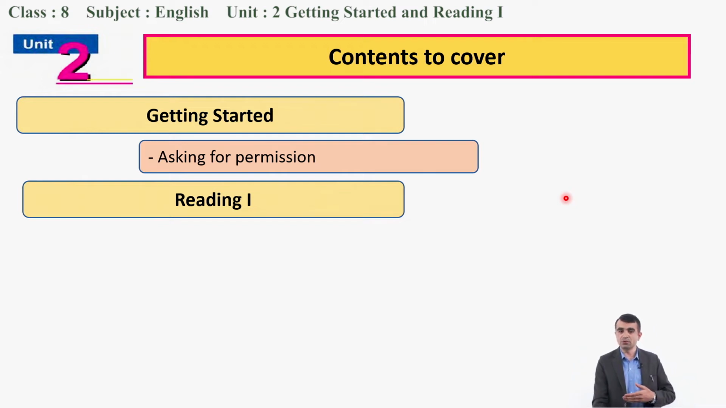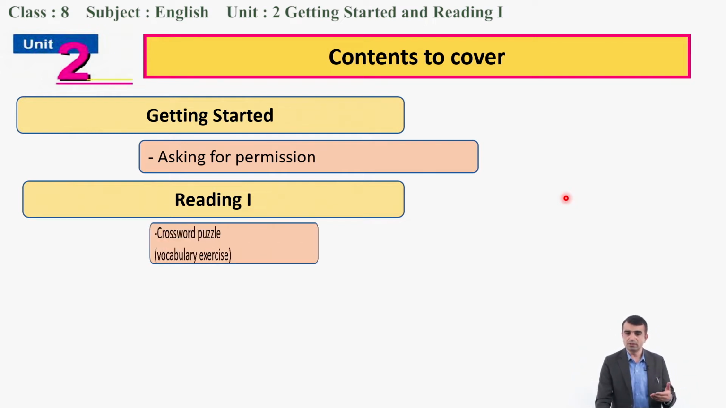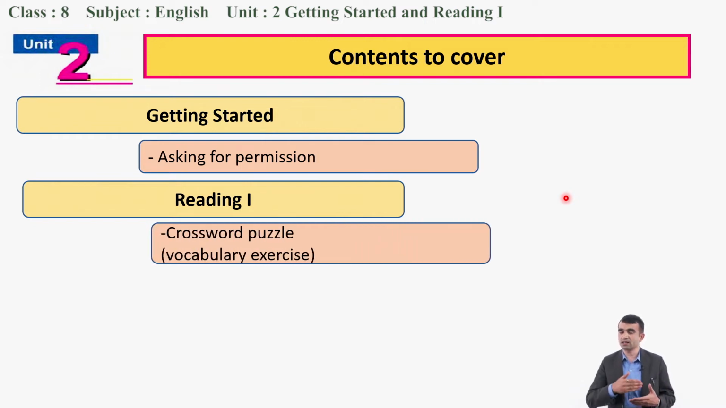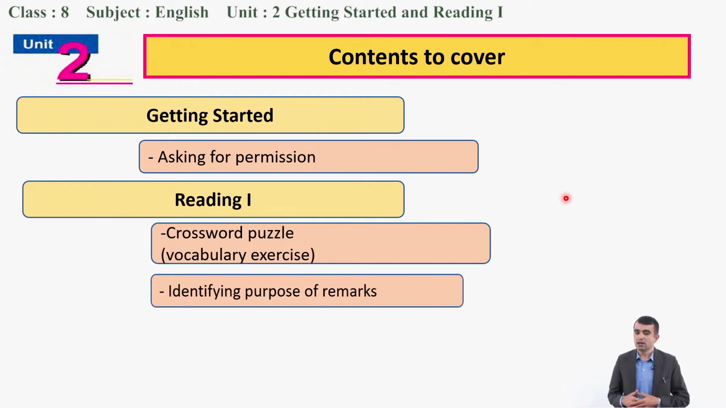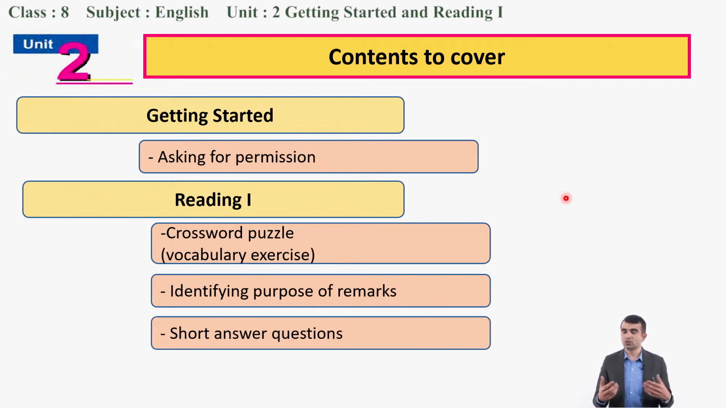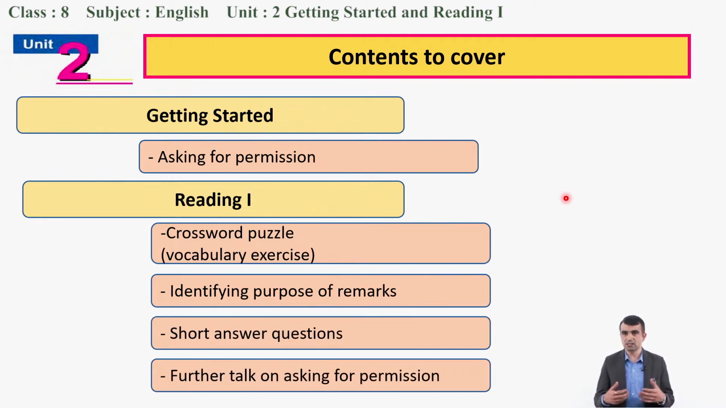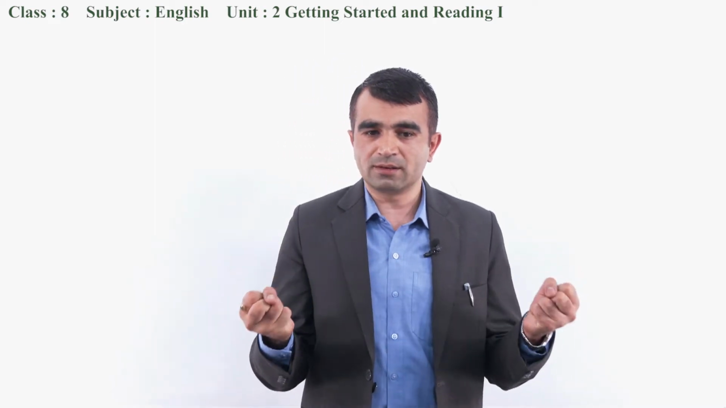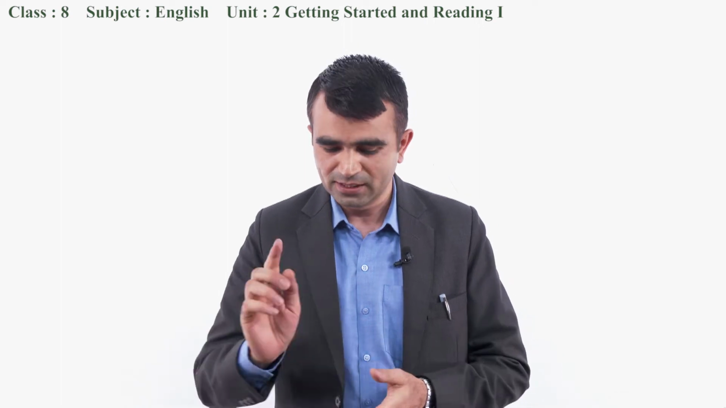Similarly, in Reading One, first we will do the reading, after that the crossword puzzle given in your book, and then identifying the purpose of a remark, short answer questions, and finally further discussion and asking for permission. Are you ready? Very good. Get your book ready, and whatever other material you need. Okay, let's start with Getting Started.